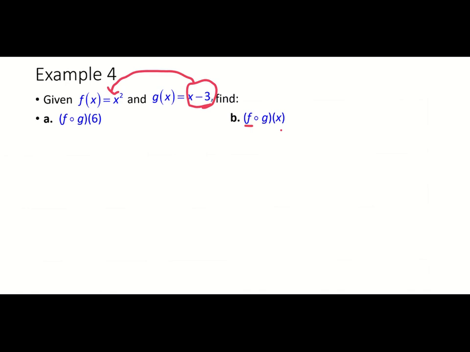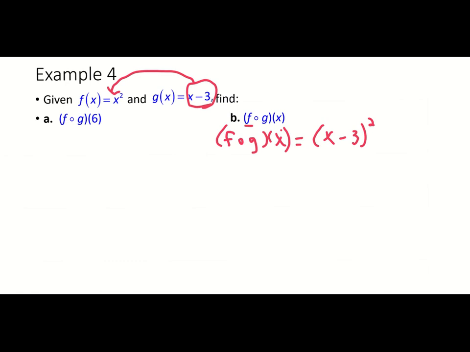So f composed with g of x in this case would mean instead of x squared, I'm going to plug g in where the x is. It's going to be x minus 3, and you do keep that exponent. So f composed with g means I'm going to take g and insert it into x for the first function, and then we're going to evaluate it.